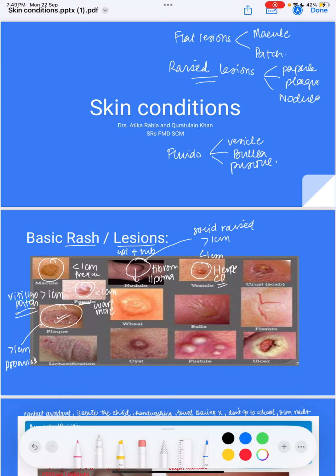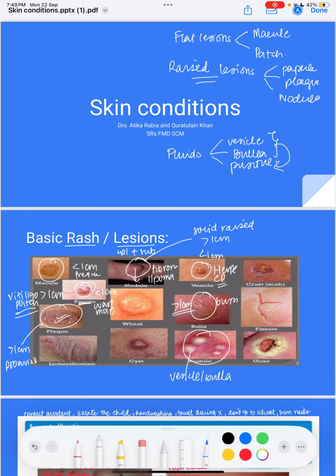And then when we have a bulla, of course you can already figure out that that's more than 1 centimeter, and this is a large fluid-filled blister, and it can usually be due to, for example, a burn. Okay, and then pustules are basically a specialized type of the two. So it can either be a vesicle or bulla.